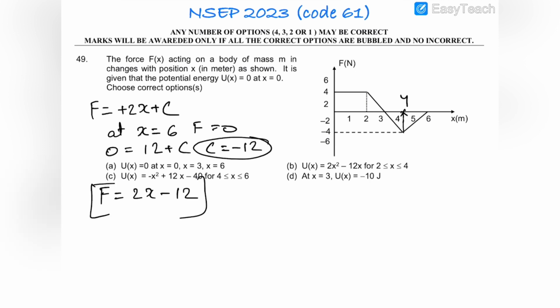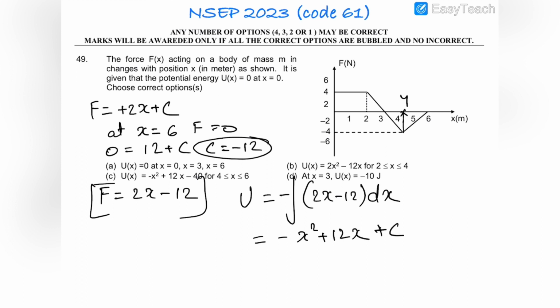Now if I integrate this function, then U will be equal to minus the integral of F dot dr, so this is 2x minus 12 into dx, so it would be minus x square plus 12x plus c. Now at x equal to 6, we have already calculated that the area of this graph is 10 and the area of this graph is half into 3 into 4. So this is 6. So the net area is 4, and obviously the potential energy initially was 0. So the net potential energy will be minus 4. So at x equal to 6, U will be minus 4.